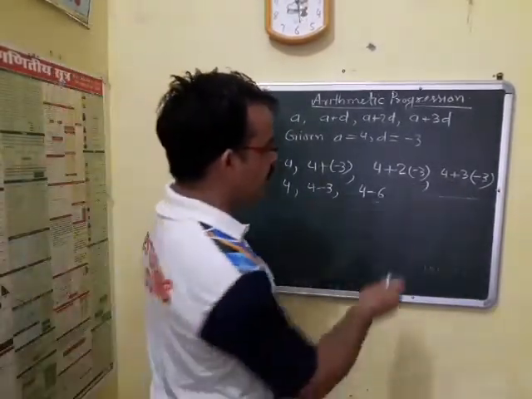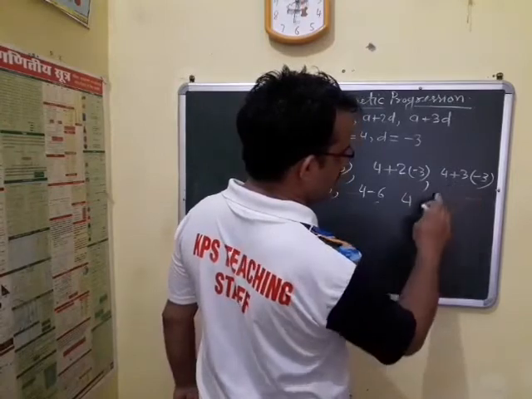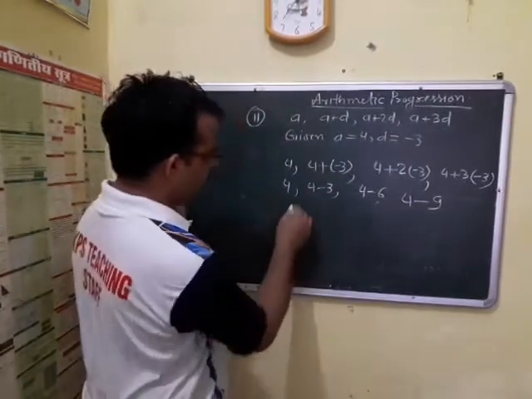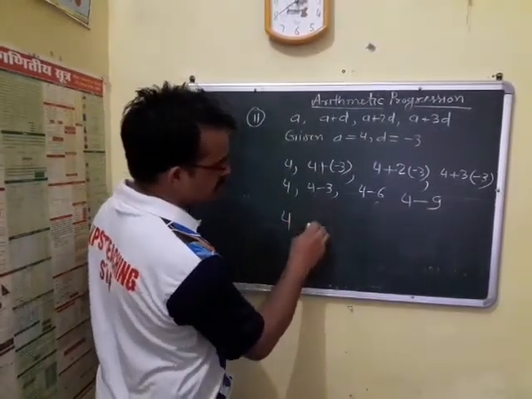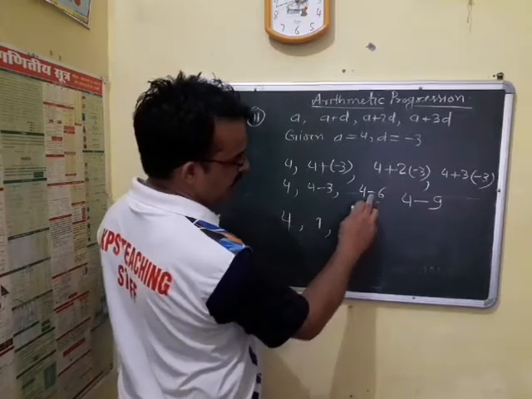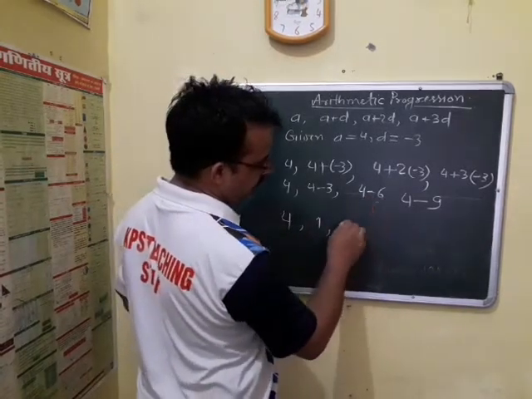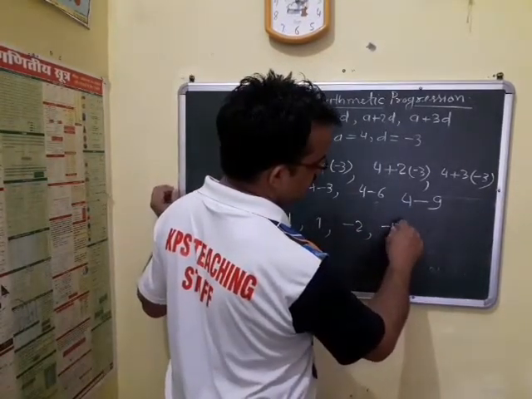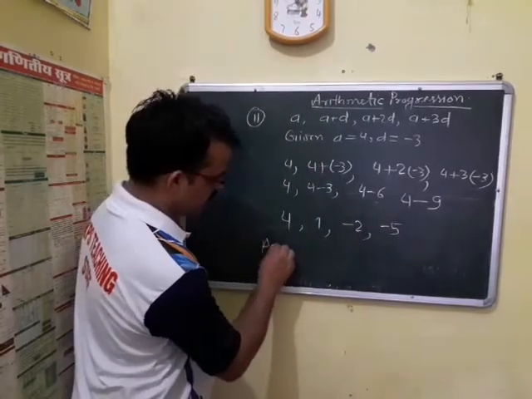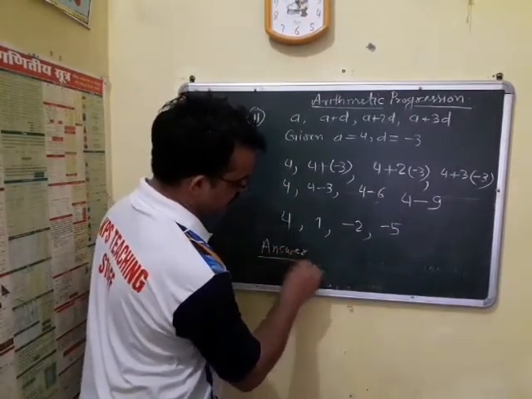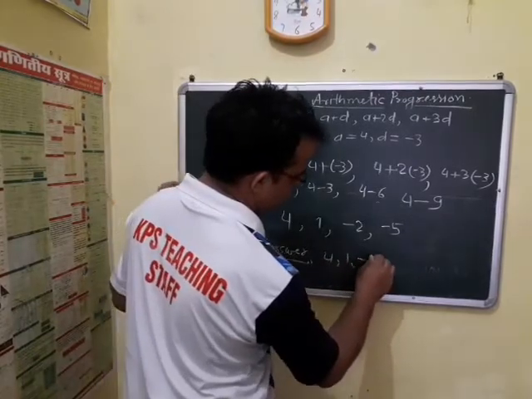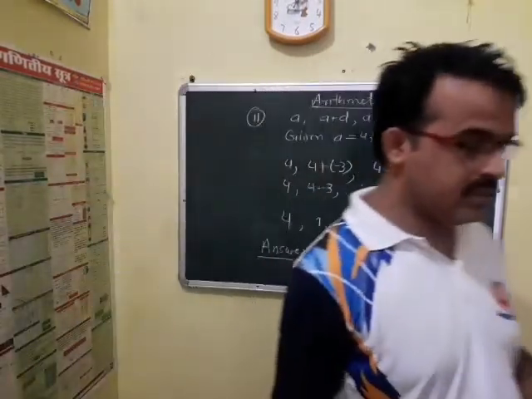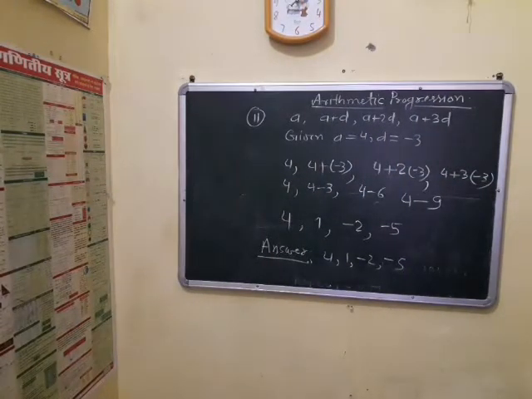Clear? 2 into 3 is 6. And now here 4 plus minus 3 3s is 9. Clear? So what we get here: 4, here is 1, here minus 1 is greater so we find here minus 2, and here is minus 5. This one is your answer: 4, 1, minus 2, minus 5. Clear?